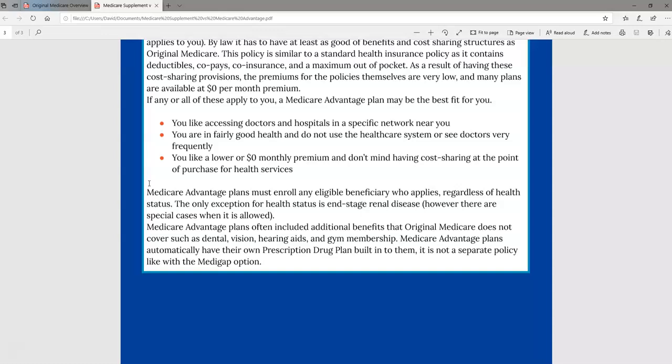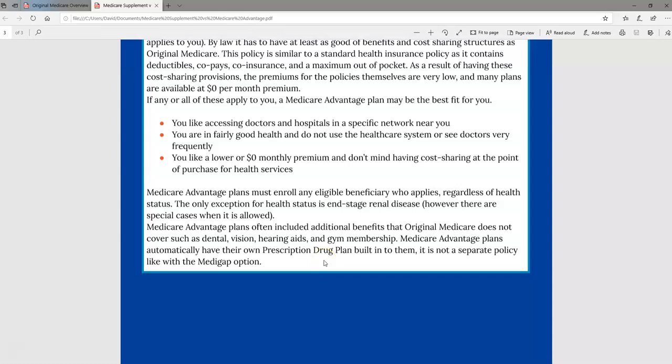Medicare Advantage plans often include additional benefits that original Medicare does not cover, such as dental, vision, hearing aids, and gym membership. And Medicare Advantage plans automatically have their own prescription drug plan built into them. It is not a separate policy like with the Medigap option. So it's kind of an all-in-one plan.